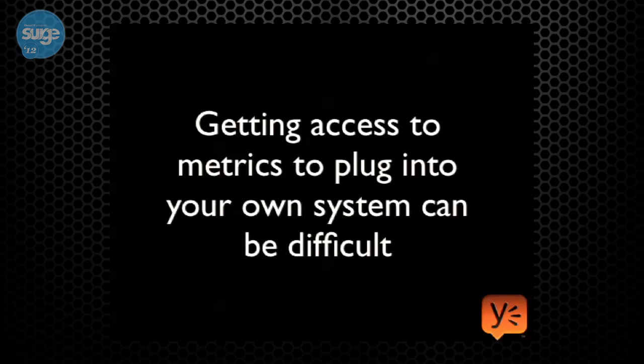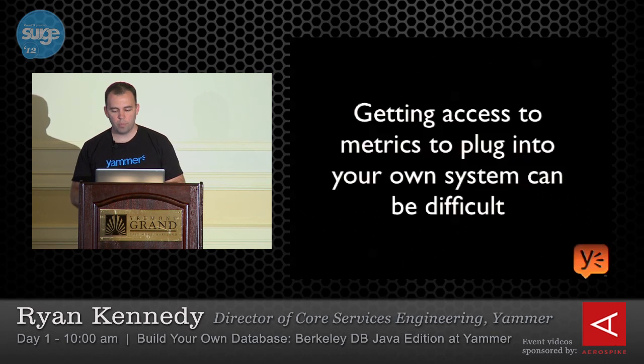What we've actually had to do is put regexes on the system that say, we only want these four particular metrics out of there. We want to look at the cleaner backlog. We want to look at evictions. We want to look at things like that.